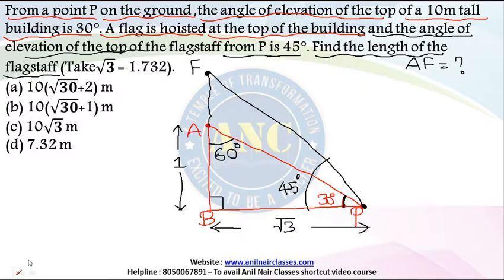But according to the question, it is given that the angle of elevation of the top of a 10-meter tall building, that means according to the question the building height is given as 10 meters. 1 should become 10, multiply by 10. This root 3 also multiply by 10. That means BP value is 10 root 3.